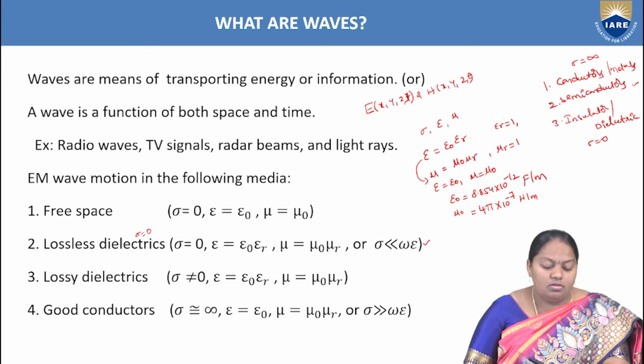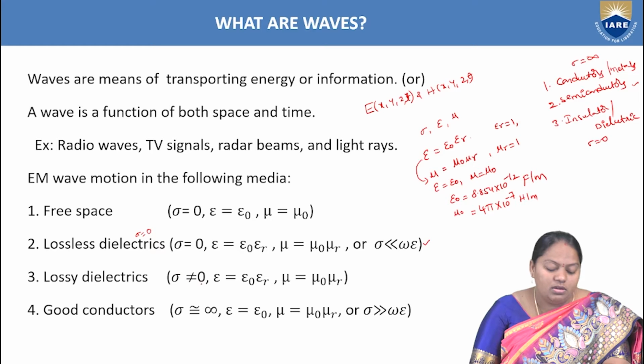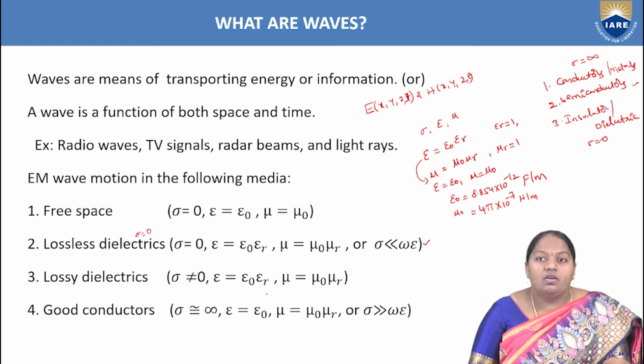Next, the third case is the lossy dielectric medium. The name itself determines that there must be some loss in that particular signal. Hence, the sigma value to be considered is sigma not equal to 0, and epsilon is given by epsilon naught into epsilon r, and mu is given by mu naught into mu r.